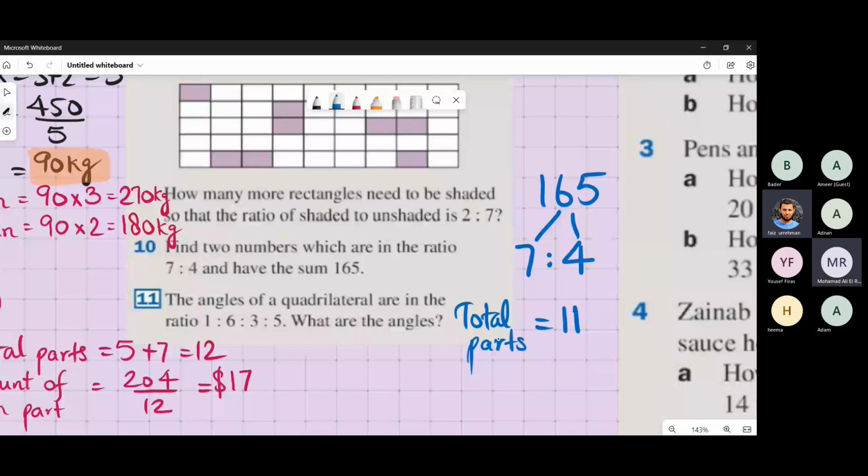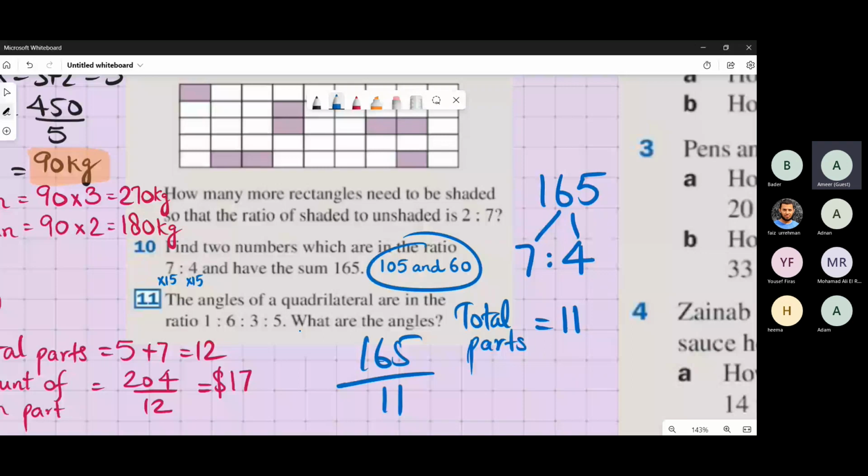And then 165 over 11. 165 over 11 is how much? 15. Then what will we do with 15? 15 multiply 7, 15 multiply 4. It will be 60 for 4, and 105 for 7. So it will be 105 and 60. This is the answer. And if you add them, what do you get? 165.